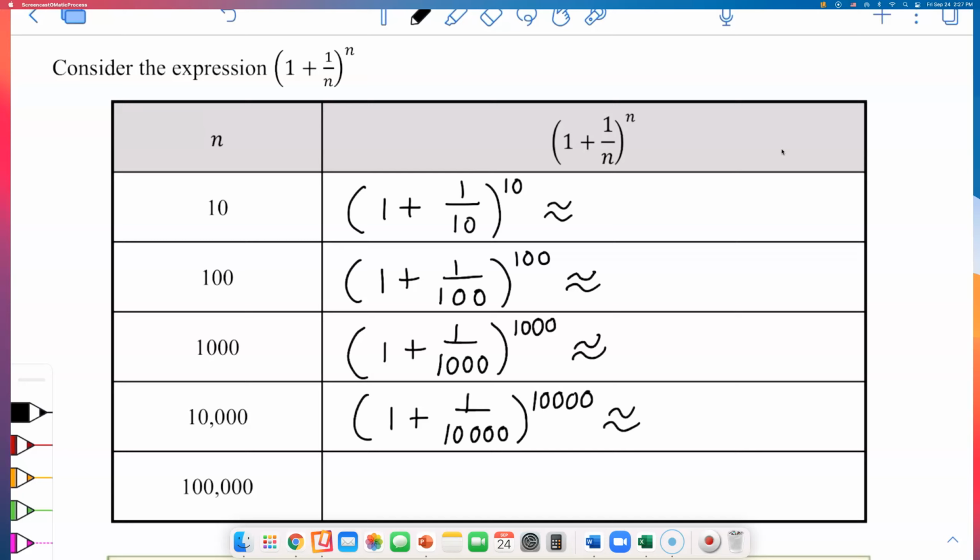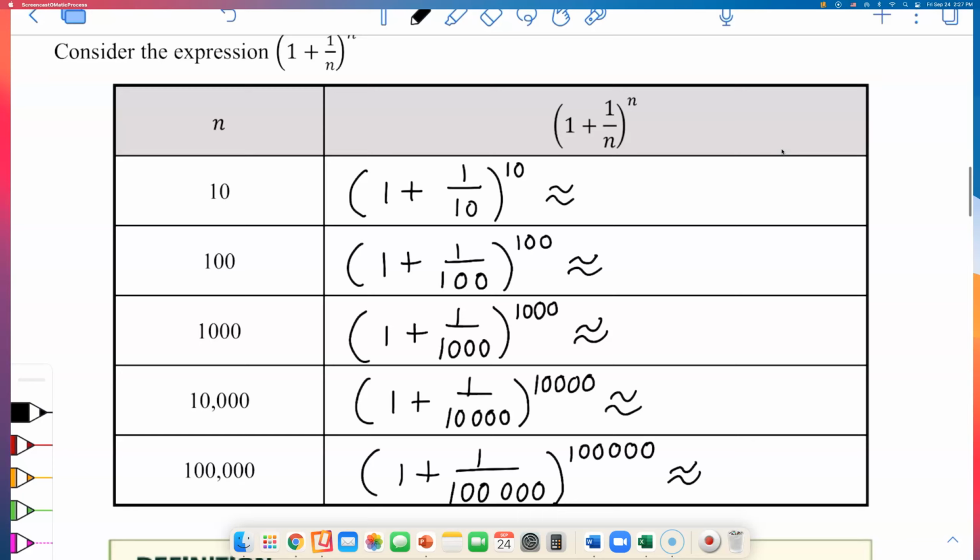Why are we doing this? It's because we can't plug in an infinity. That's why we're trying to see what these numbers are approaching, and that's why I'm plugging in these big numbers. All right, so I set up everything. I'm going to find these values on a calculator.